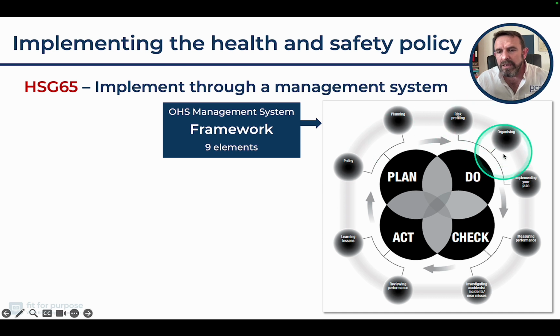And then we're moving into doing that risk profiling, looking at the hazards and risks dependent on the context of the organization. Organizing, again, choosing who's going to be in those roles, making sure you're communicating with relevant departments within the organisation, so you've got the right information. Moving on to implementing the plan. As we move around into the check area, measuring performance. How well are we doing?